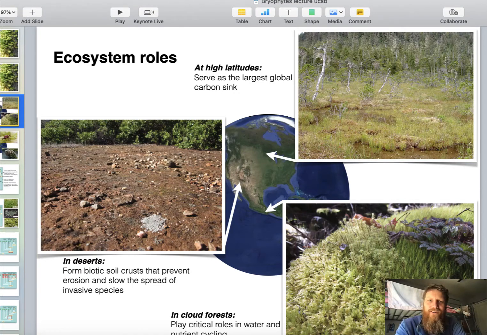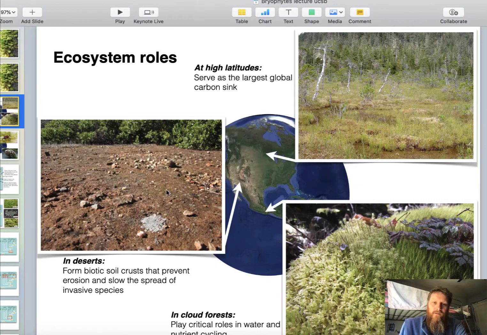So to start off with, a lot of people, when they hear that I study bryophytes, ask what they're good for. And other than just being interesting organisms in their own right, they do have some pretty critical ecosystem roles around the world. So for example, at high latitudes, where you get the large expanses of peat bogs, bryophytes in both living and dead tissues actually form the largest carbon sink in the world, so more even than the Amazon rainforest and places like that.